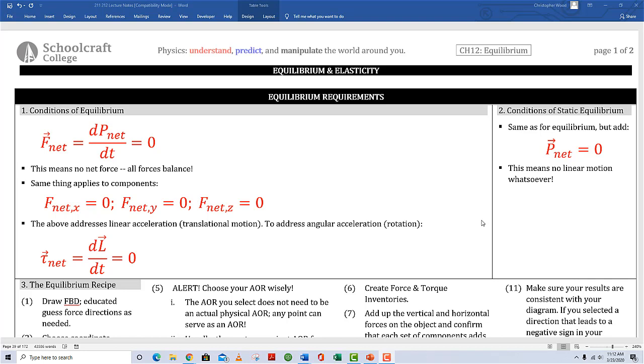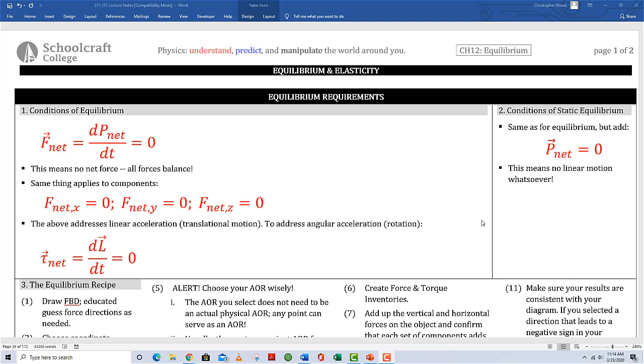Equilibrium and elasticity. This is an exceptionally brief green sheet lecture because there's basically nothing new to introduce. This is a 100% applications unit. The goal is to learn about how to analyze an object that needs to stay in static equilibrium.